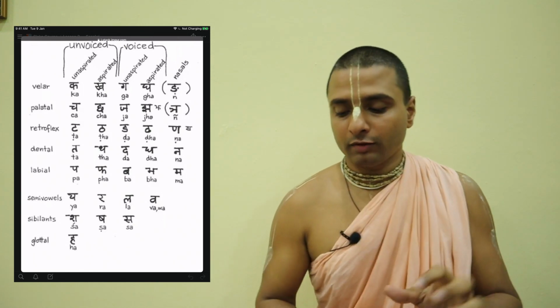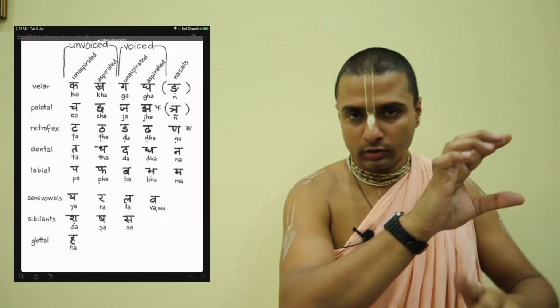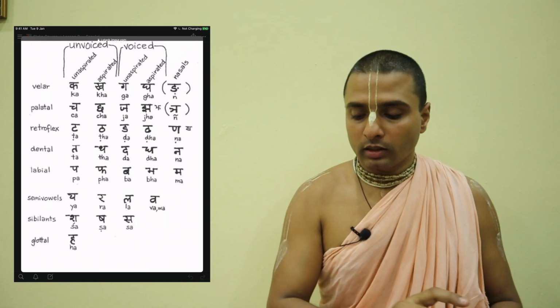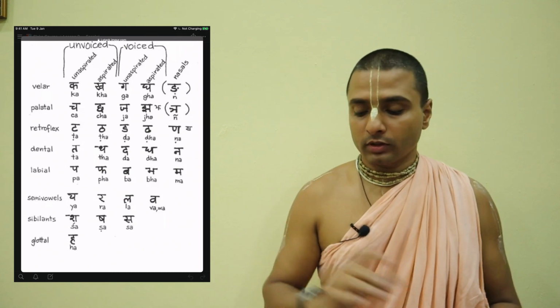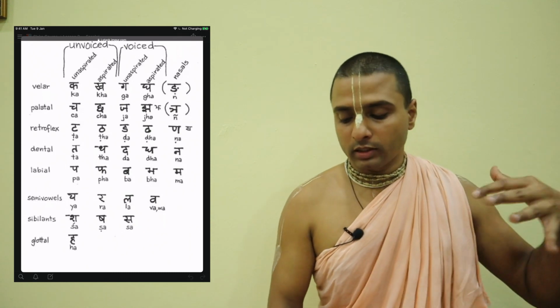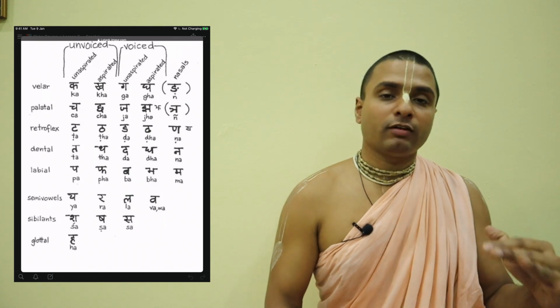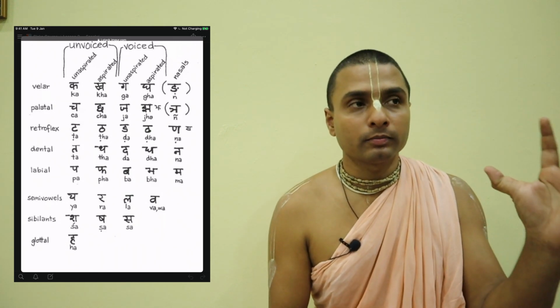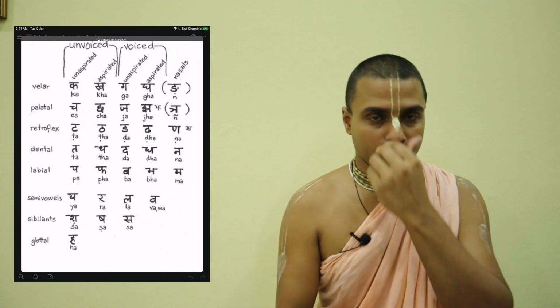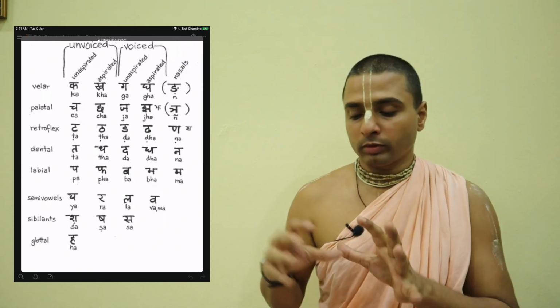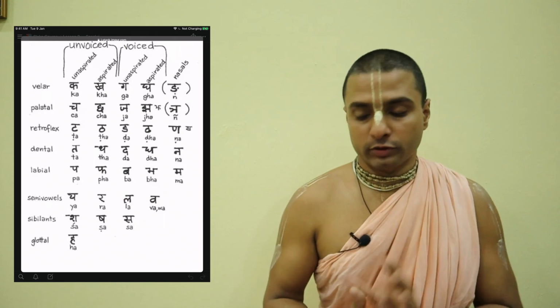Velar, Ka Varga. Ka Varga means because the first alphabet is Ka, so that is called the Ka series. Then Cha series, Ta series, Ta series and Pa series. After that are semivowels, sibilants and glottal. But this Pa Varga is what Prabhupada used to refer to as the material world. Why? We will go there. But first we will learn the pronunciation.